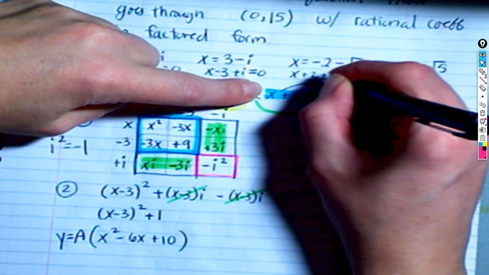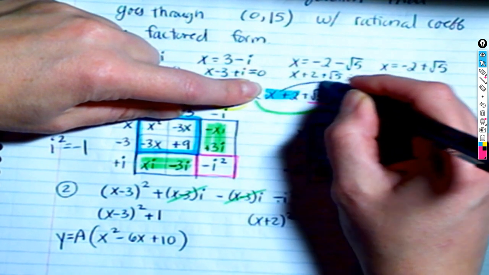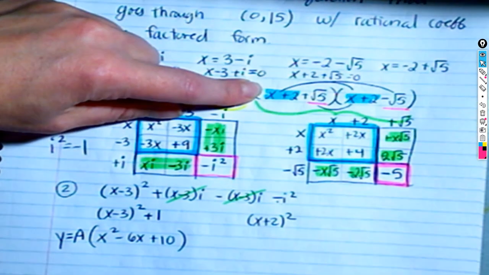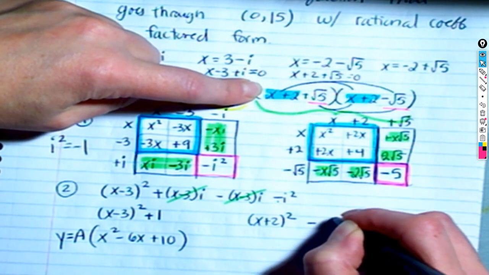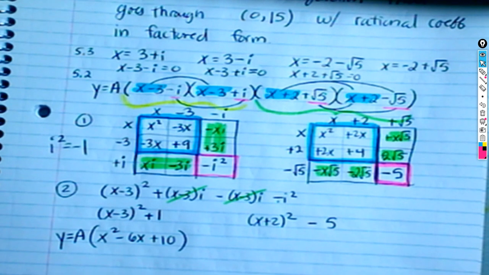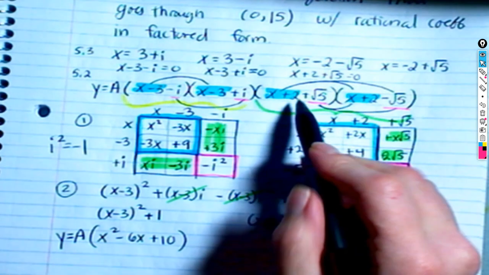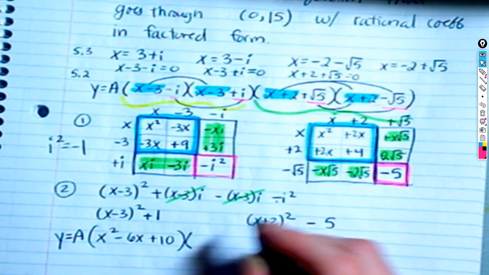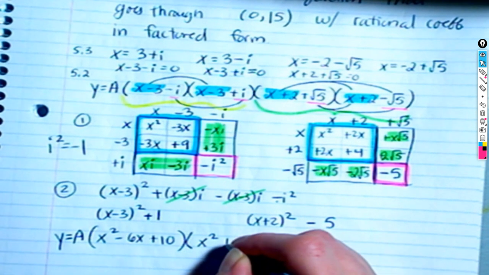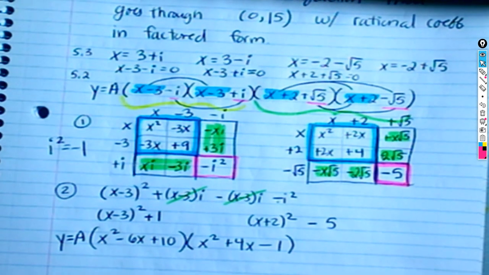Okay, first, outer, inner, cancel out. Last, minus 5. You can do the box method, you can do the FOIL method, but make sure you recognize how to get from these conjugate roots all the way to the appropriate trinomial. So this is x squared plus 4x plus 4 minus 1. Whew, okay.